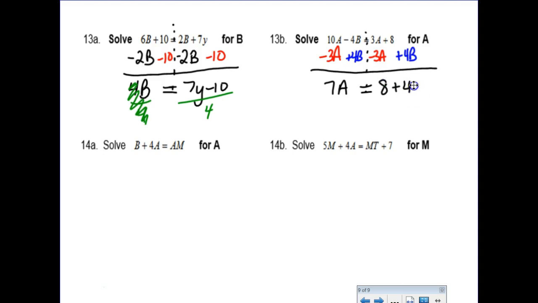You may have written that as 4b plus 8. I don't care. But I'm almost home free. I'm just going to divide both sides by a 7. And again, I'm going to cheat, but you're not going to. a equals 8 plus 4b, all of it over 7.